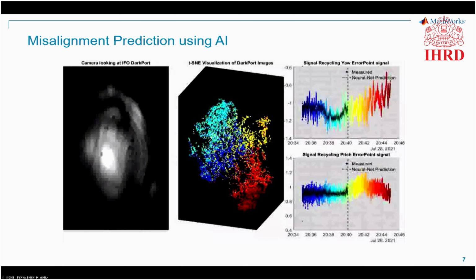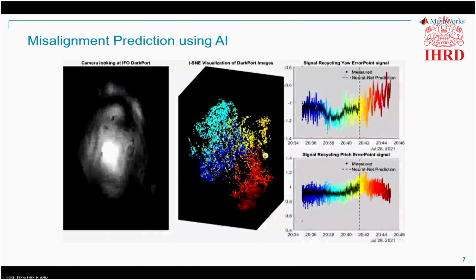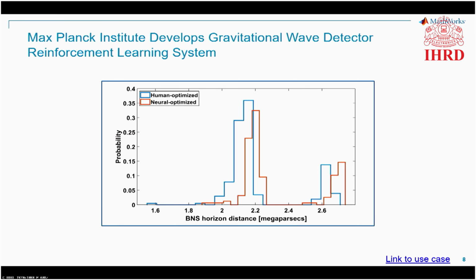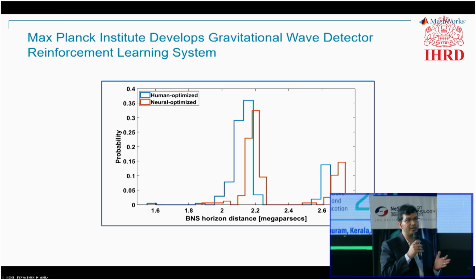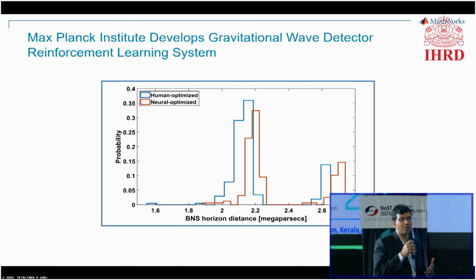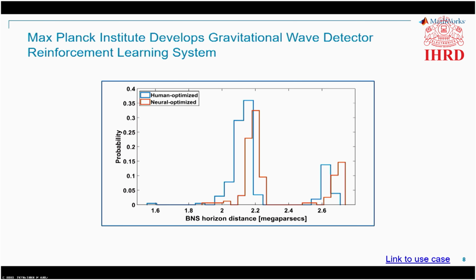And once the AI corrects the signals, what they have found is that the accuracy of this sort of system is better than what humans have been able to achieve. If you look at the image here, the horizon distance that you can accurately capture with an AI technique like reinforcement learning is better than what humans have been able to do. So this is one example of how AI can enhance an engineering application.